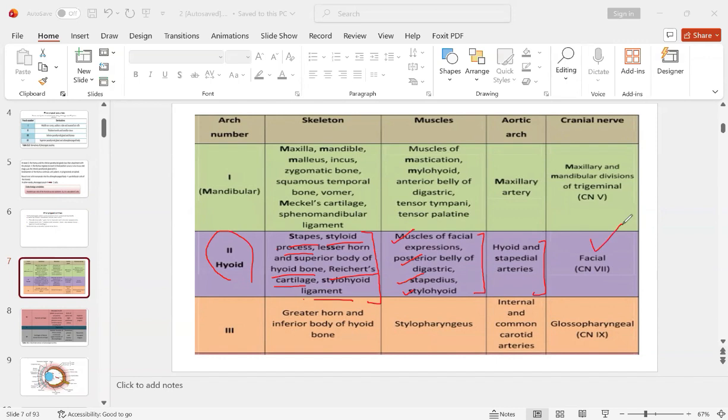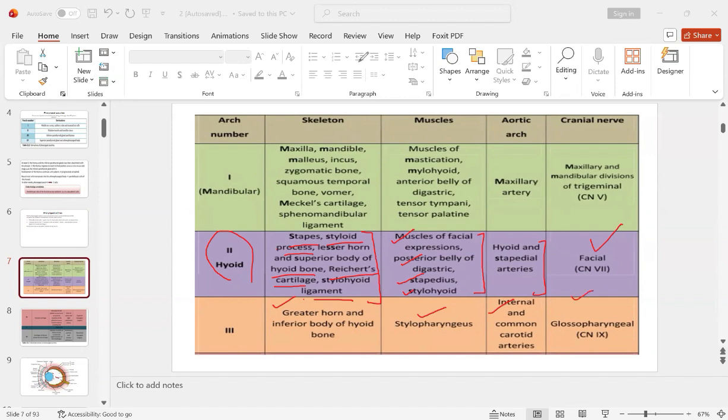So let's now move to the pharyngeal arch 3. The skeletal derivatives of the pharyngeal arch 3 include the greater horn and inferior body of hyoid bone. The muscular derivative of the arch 3 is the stylopharyngeus muscle. And the aortic arch derivatives of the pharyngeal arch 3 include the internal and common carotid arteries. The pharyngeal arch 3 and all the derivatives of it, including the skeletal, muscular, and aortic arch derivatives, are supplied by the glossopharyngeal nerve.